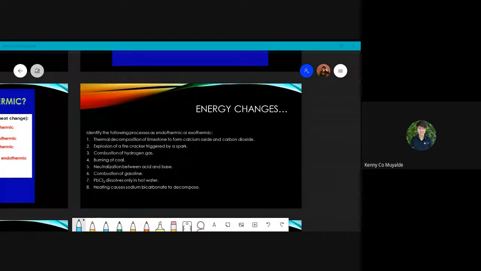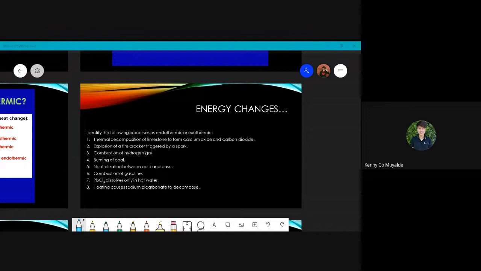Okay, tama si Bernilyn kasi yung triangle ibig sabihin introduction of heat. Number 1, thermal decomposition of limestone to form calcium oxide and carbon dioxide. Is it endo or exo? N or X? Okay, correct. Endothermic. Kasi thermal decomposition, ibig sabihin it needs heat to decompose. So this is endothermic.